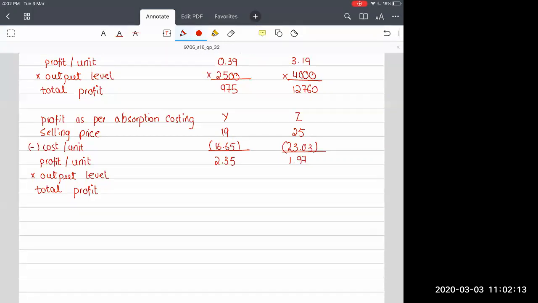Now multiply with the output level, and output level is 2,500 and 4,000. 1.97 multiplied by 4,000 comes to 7,880. And for the other product, it's 5,875.